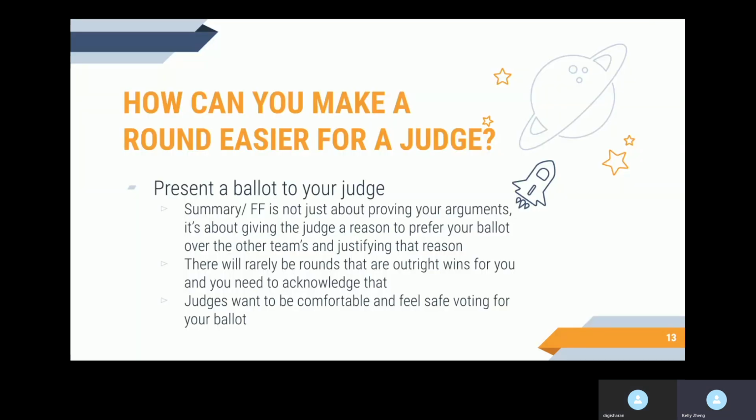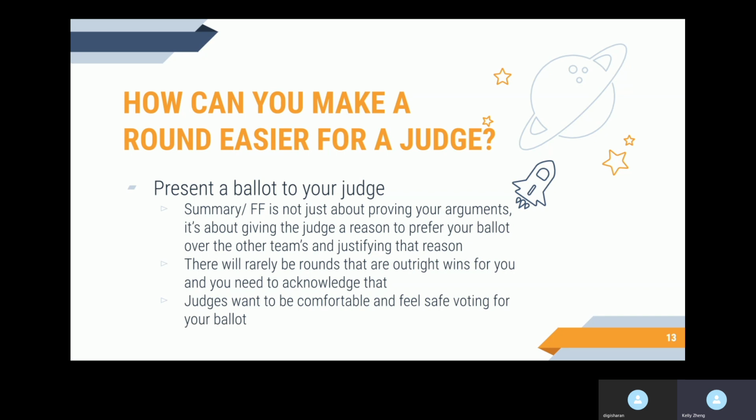So the first thing we'll talk about is how can you make a round easier for a judge? Going off of what I just said, you should be spending the round developing your ballot and then presenting it to your judge in final focus. Summary and final focus is not really about just proving and winning your arguments, because the other team can also prove and win their arguments. It's more about giving the judge a reason to prefer your ballot over the other team's and actually justifying that reason.